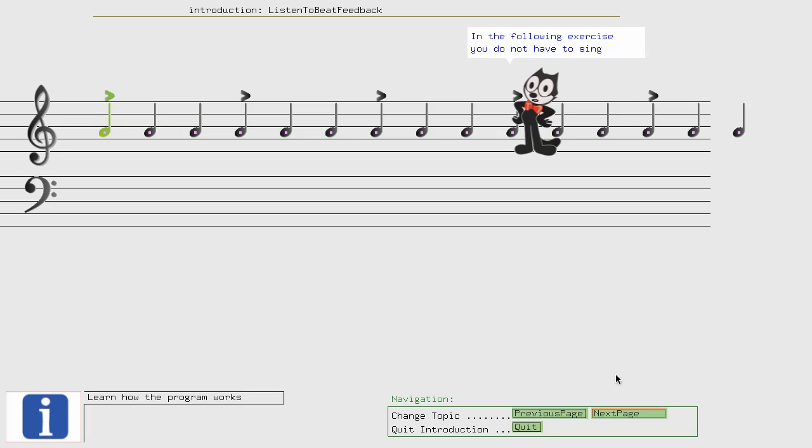In the following exercise, you do not have to sing. Just count like I did and emphasize the 1. To ease the exercise, the waltz will play in the background. In order that the microphone does not pick up the sample, you should wear a headphone and not play through the speaker. Okay, I will count to 3 before the waltz will start.